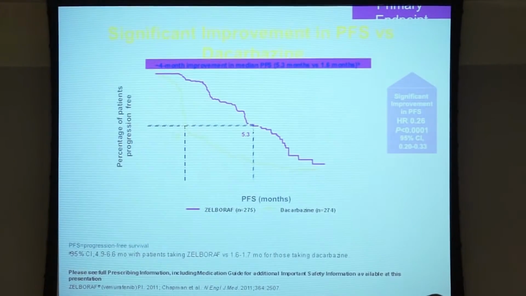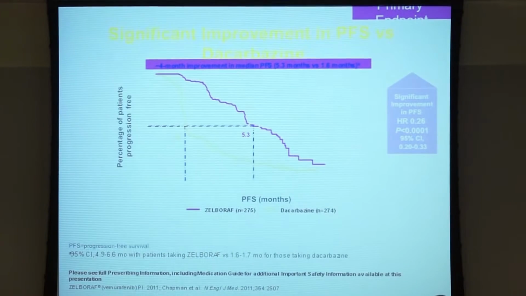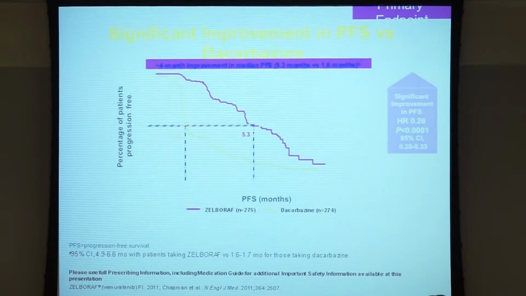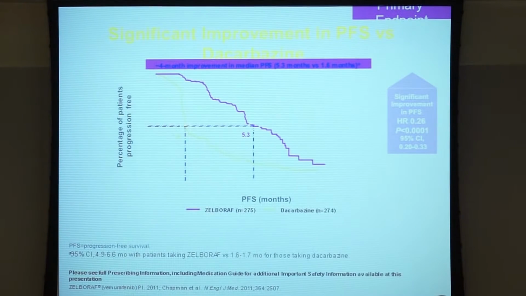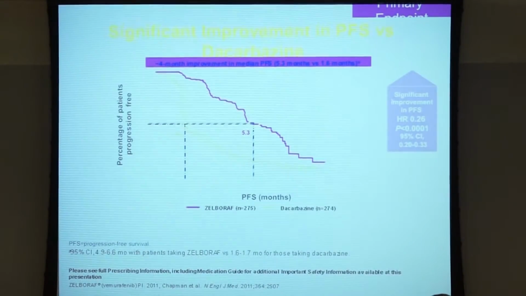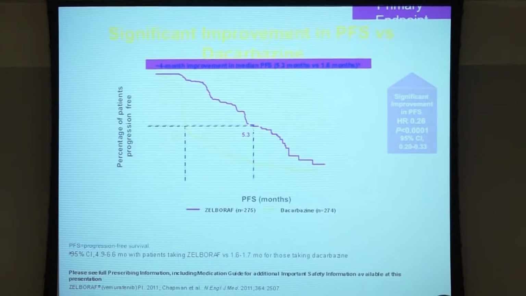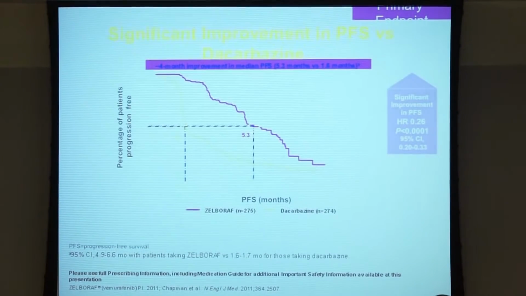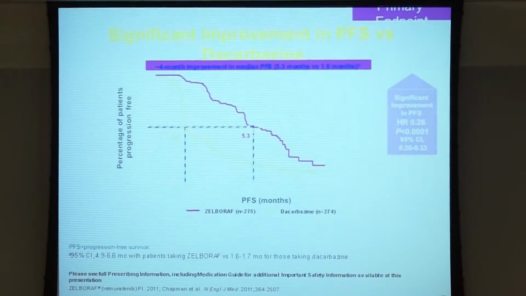In the controlled phase 3 trial, when they compared it to dacarbazine, DTIC chemotherapy, the chemotherapy slowed down the tumor not much at all. Most of the patients at 1.5 months, which is when they got their first follow-up scan on the trial, were found to have progressive disease. But with vemurafenib, the median progression-free survival was tripled to 5.3 months.